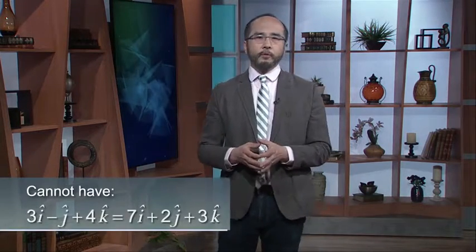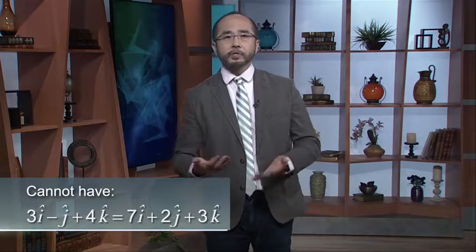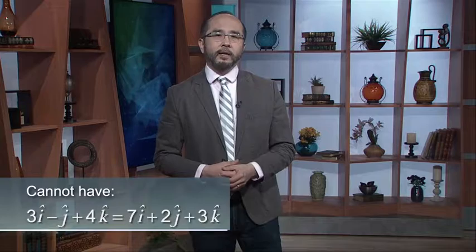So for instance, 3i - j + 4k cannot be equal to 7i + 2j + 3k. Unique representations means that vectors that look different really must be different. That wouldn't necessarily be true if the basis vectors were not linearly independent. And this insight helps us see how to prove the theorem. In mathematics, when one wants to show that there's only one way to do something, we often start by assuming that there were two ways to do that thing, and then show that those two ways were really the same.